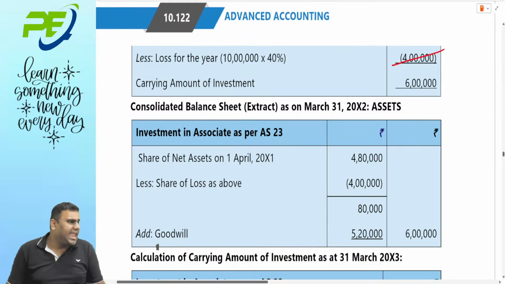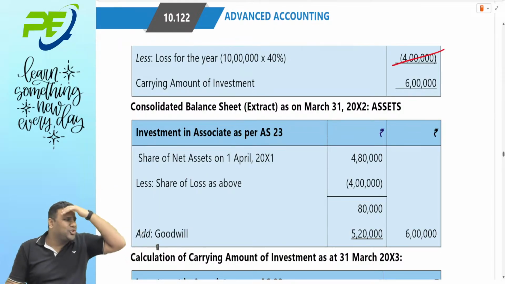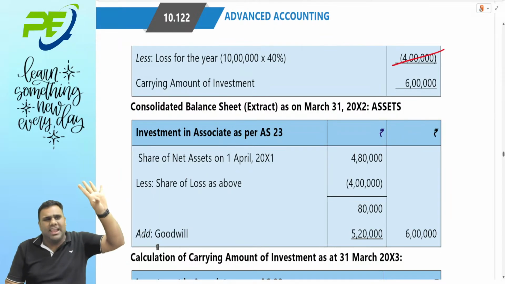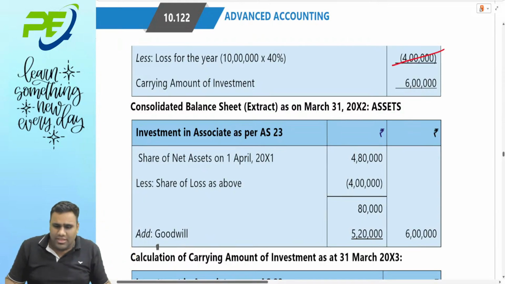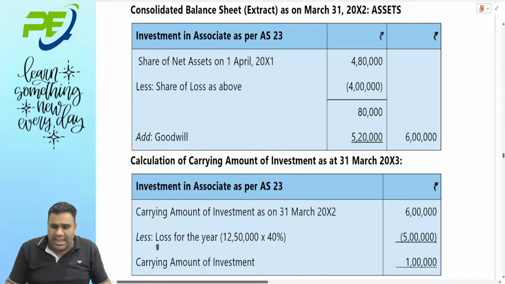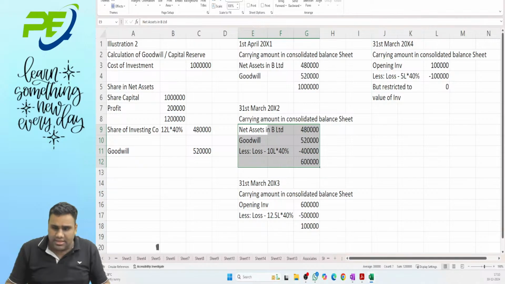Yes. See, goodwill, they are writing fully. We did not show that breakup. We did not adjust either with goodwill or net asset. We adjusted with the entire block itself. So here they have adjusted that loss with net asset. It was 6 lakhs. See, again, 6 lakhs.